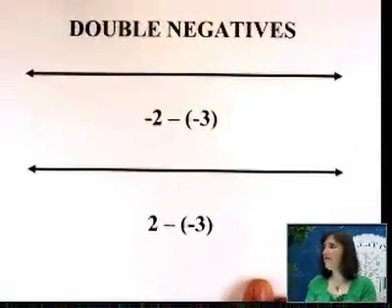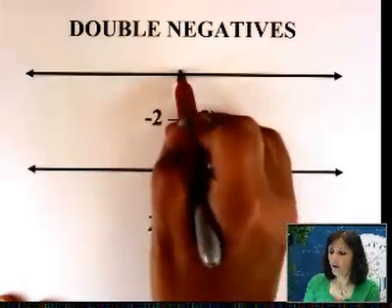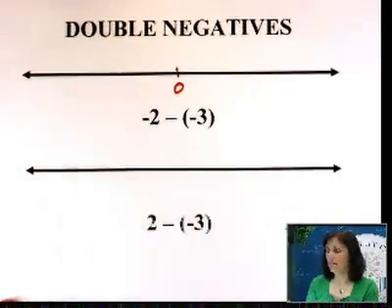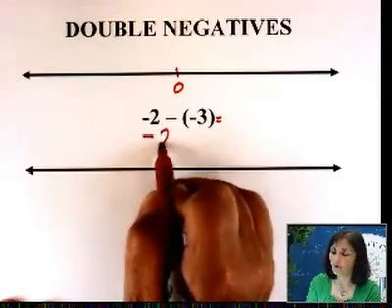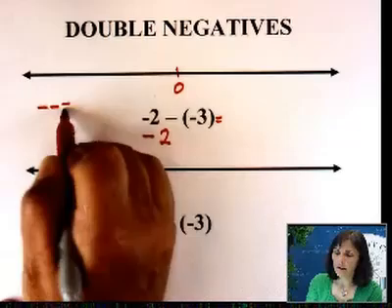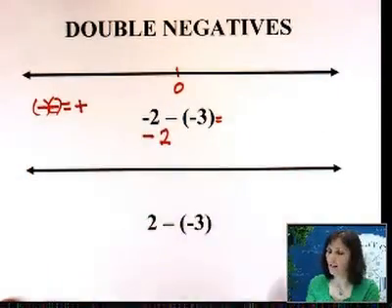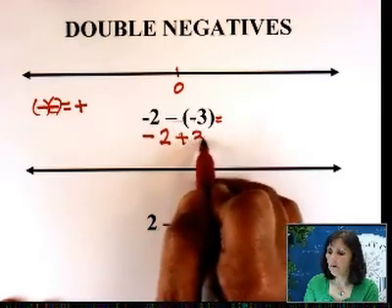Okay, double negatives, so let's pay attention to that. When you have a double negative, subtracting a negative is the same as adding. So get rid of the double negatives first. So that's negative 2. Double, double, that's a positive. Okay, you may have parentheses, no parentheses, doesn't matter. So double negative is a positive.